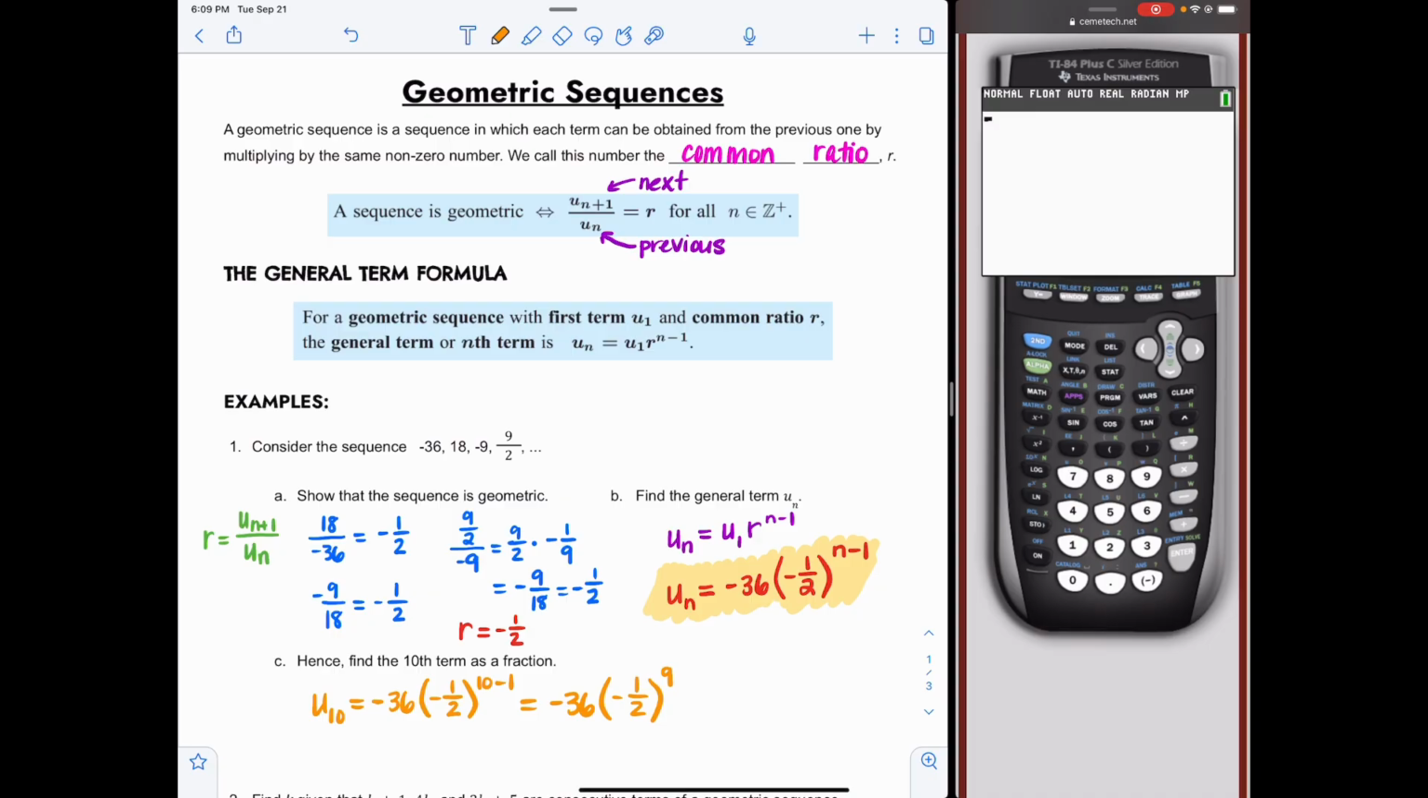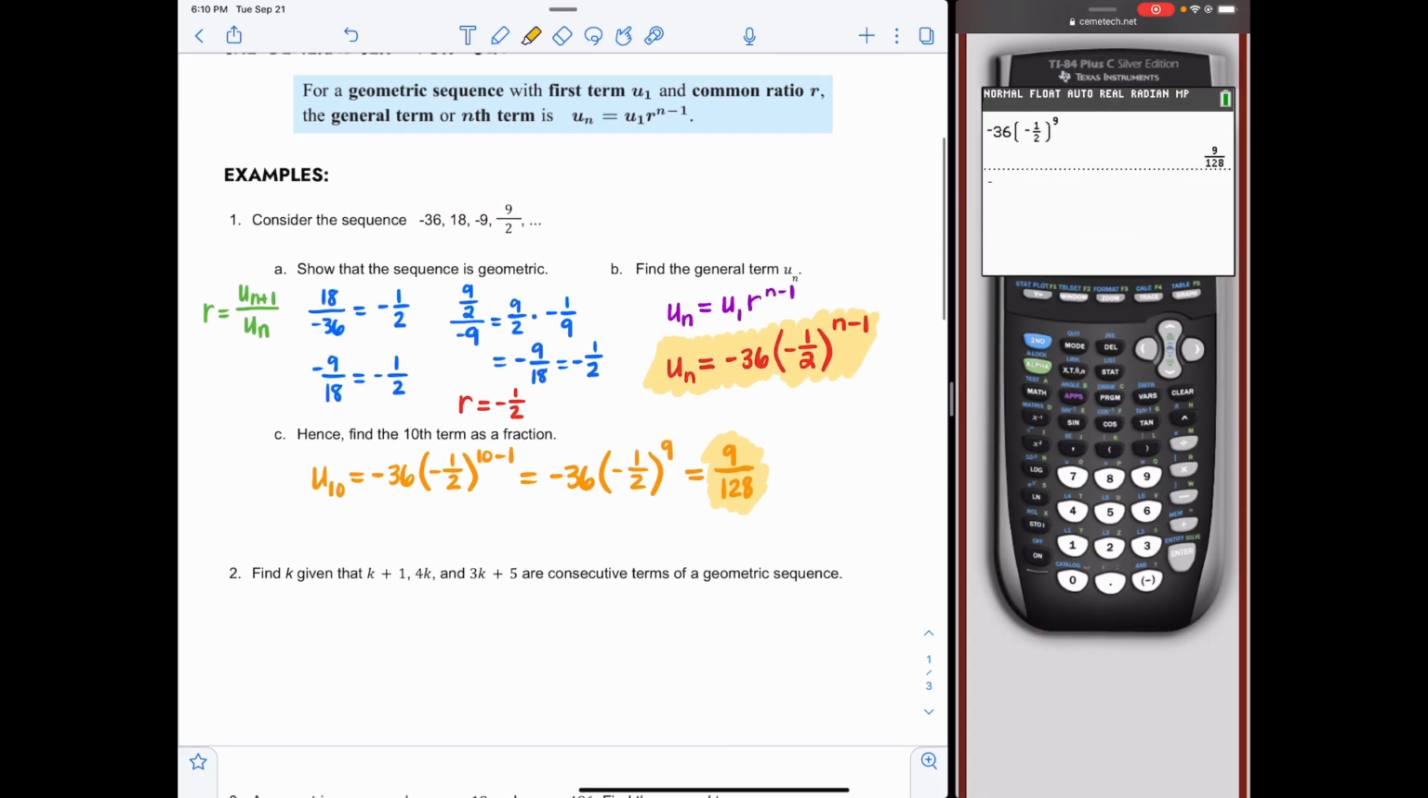So I'm going to enter that into the calculator. Negative 36 times negative 1/2, close the parentheses and put it to the power of 9. And we end up getting 9/128. So that is my answer.